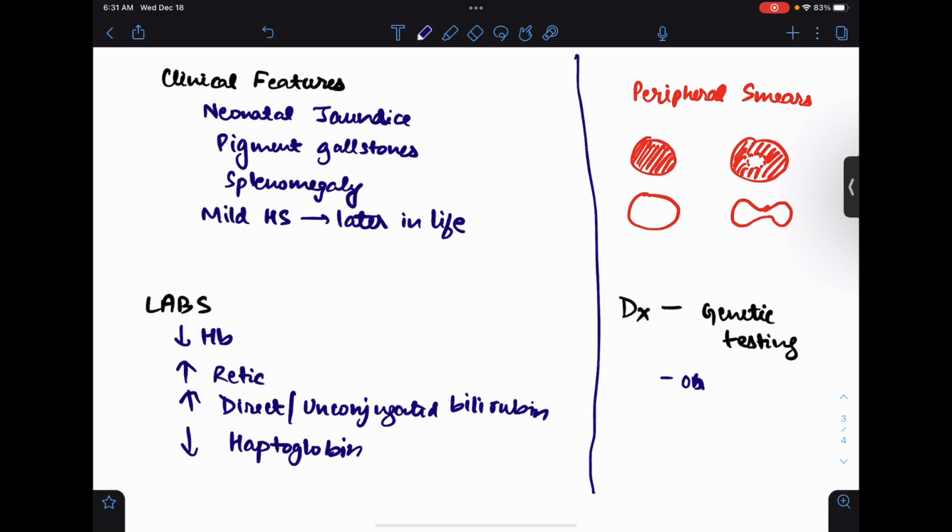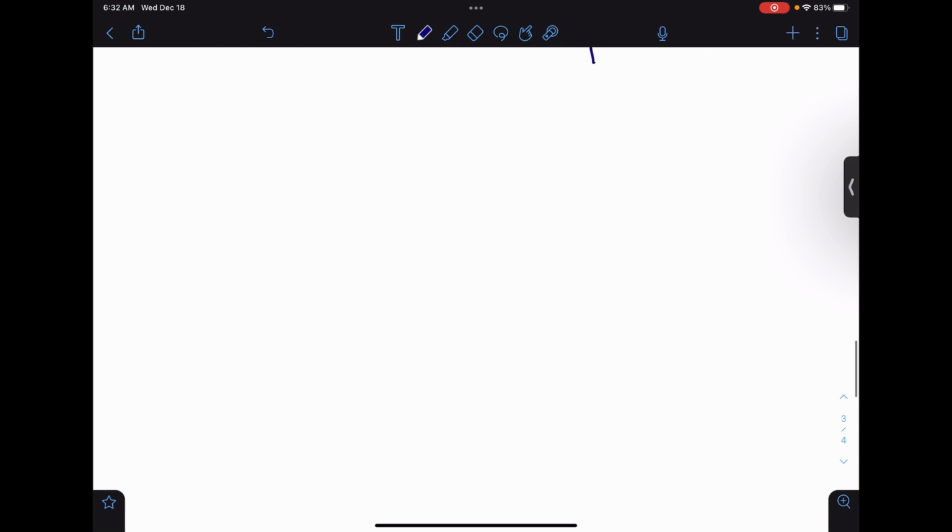Diagnosis is confirmed with genetic testing. Previously, we also used the osmotic fragility test.